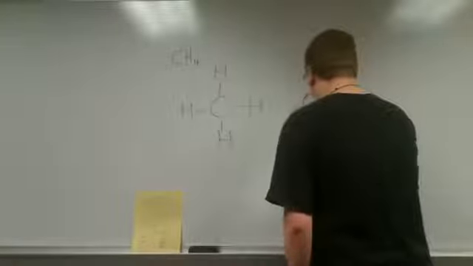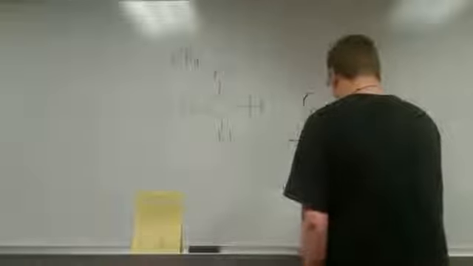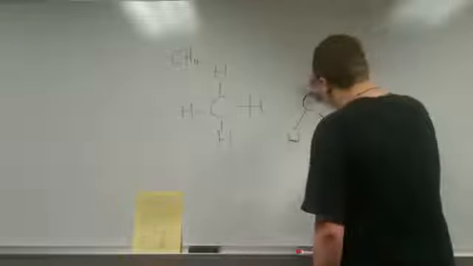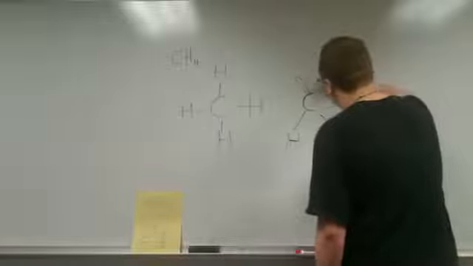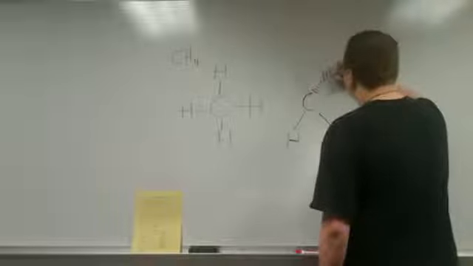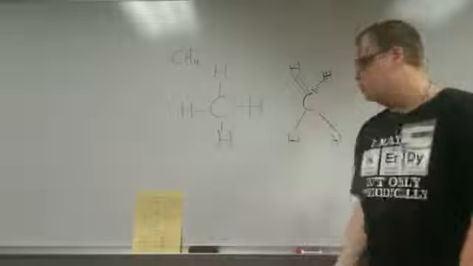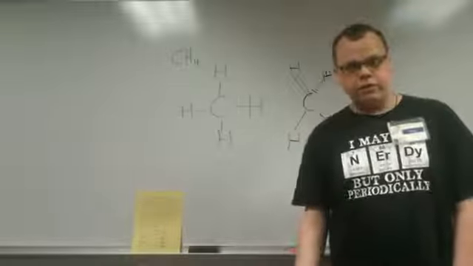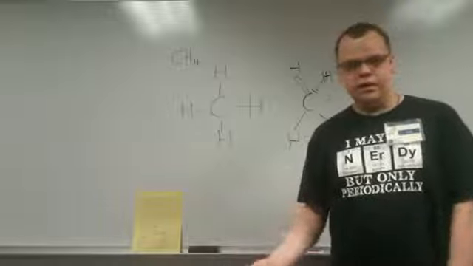We would have the carbon, 2 hydrogens, this hydrogen sticking out, and this hydrogen going in. The bond angle for tetrahedral would be 109.5 degrees. Luckily for us, there were no lone pairs on this one, so this one's nice and easy.